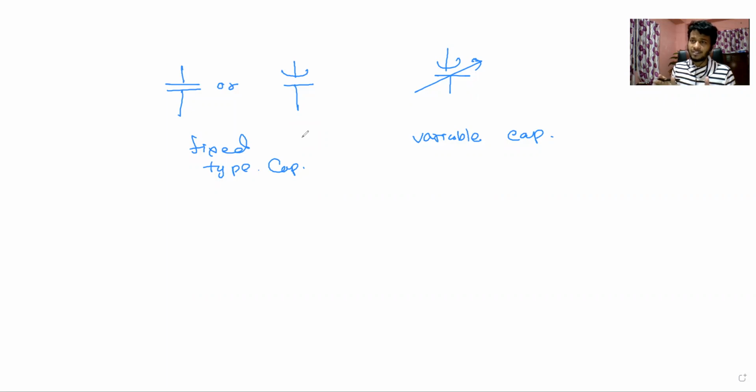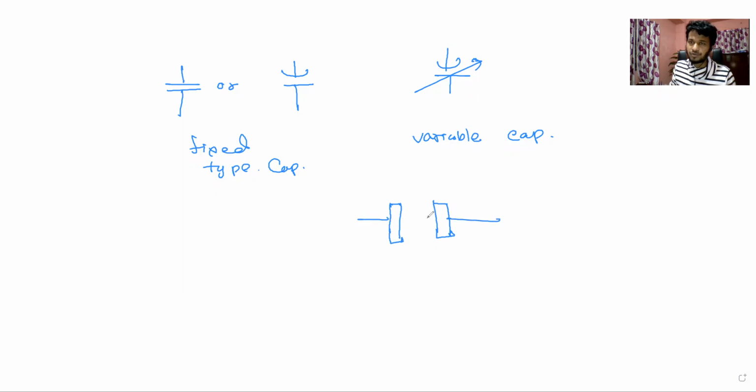Do you know how a capacitor is constructed? Tell me. Actually, there are several construction approaches of a capacitor. The popular construction is the parallel plate capacitor. In a parallel plate capacitor, there are two conductive parallel plates.